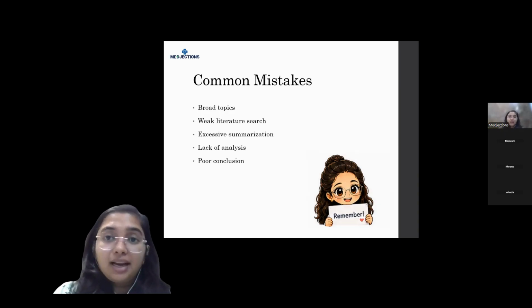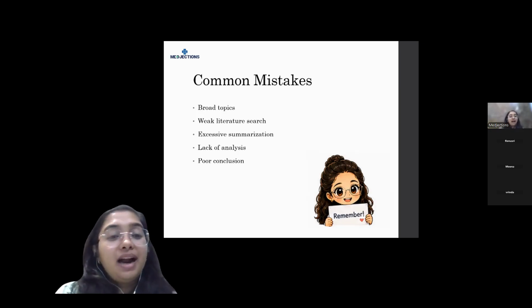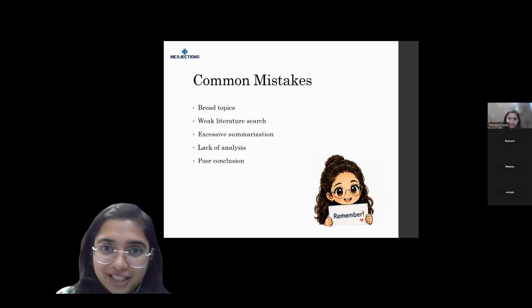Lack of analysis. As I said, future directions is one of the things where the reader decides whether your paper is going to be in his references or not, okay? And the poor conclusion. So these are the major problems, and we are not going to make these mistakes, okay?